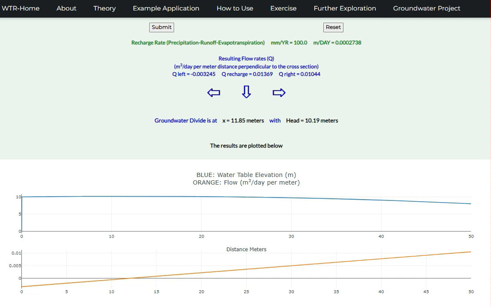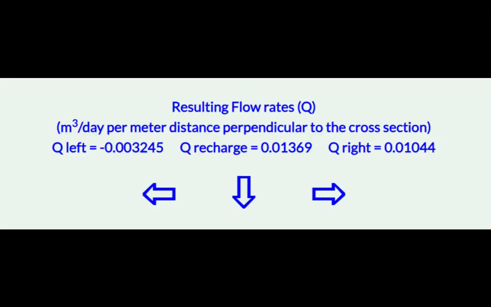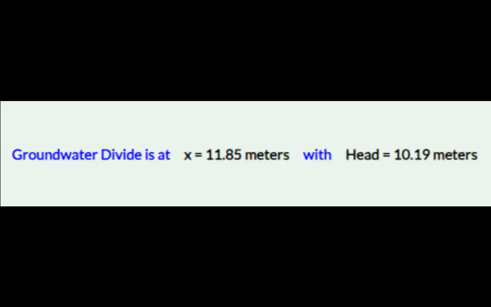If the net recharge is negative, it is shown in red to draw attention to it in case it is an input error. The volumetric budget balances, with the inflow at the surface being equal to the sum of outflow to the left and right water bodies. That is, 0.01369 is equal to 0.003245 plus 0.01044. For this analytical model, the sign of the flow rate indicates the direction of flow, with positive being to the right and down.